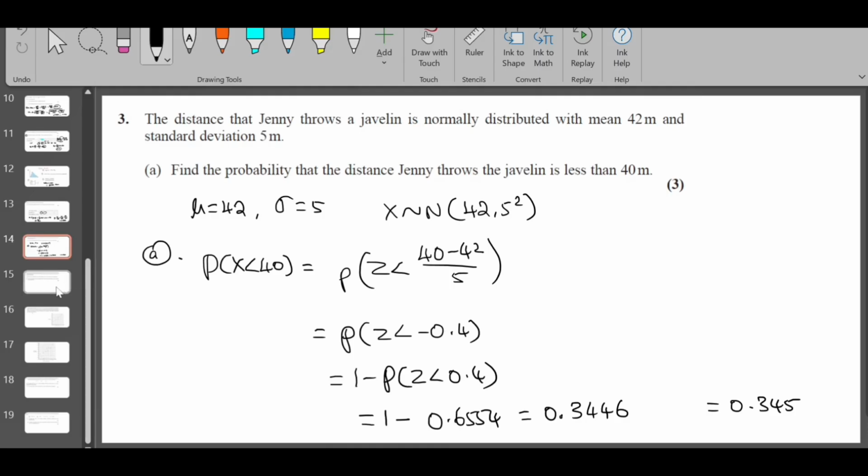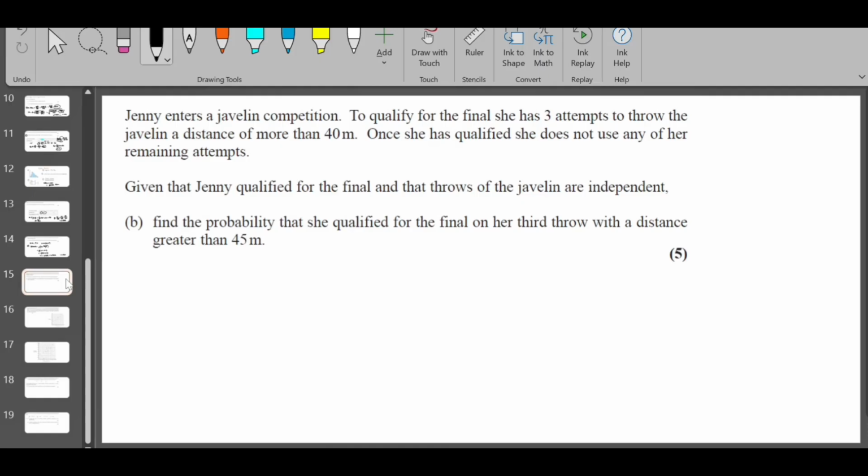Let's move on to part B. Jenny enters the javelin competition. To qualify for the final, she has 3 attempts. Let's take it as 1, 2, 3. She has 3 attempts to throw the javelin a distance of more than 40. If she throws more than 40, she qualifies for the final. Once she has qualified, she does not use any of her remaining attempts.